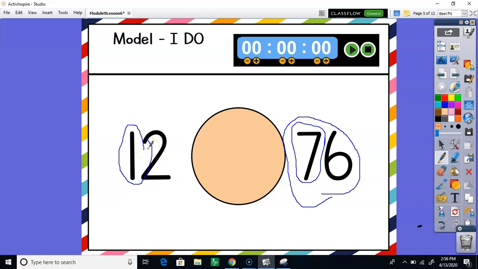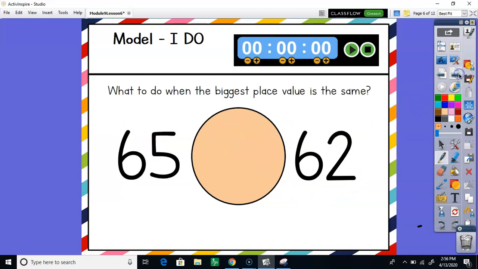And I know that 12 is less than 76. So I listen to myself say those words, less than. So I'm going to put a less than in the box or in the circle. 12 is less than 76. Okay, let's do another one.